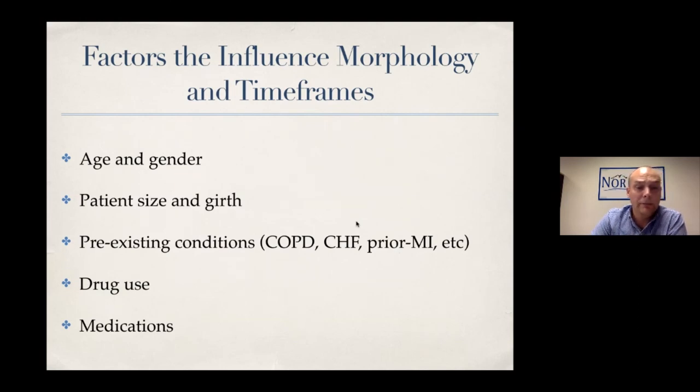Drug use is a big one that can influence. Overdoses can have various changes in the EKG morphology, as well as medications, all those kind of things. Just be aware.